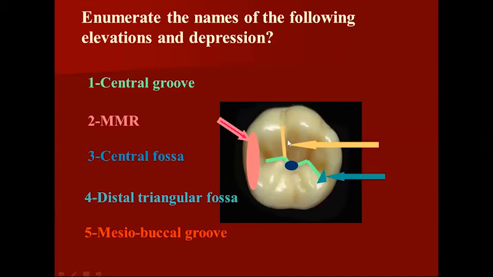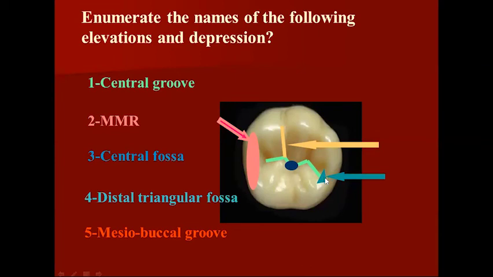5 cusps, okay. This one mesiobuccal, distobuccal and distal cusp. This is the mesiolingual cusp. This is the distolingual cusp. 2 grooves present on the buccal aspect, mesiobuccal developmental groove and distobuccal developmental groove. This is the lingual groove. This is a central groove.